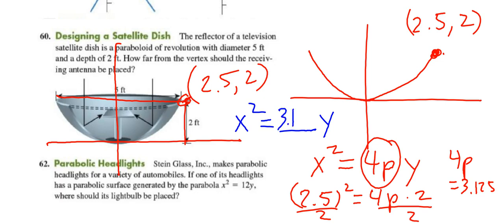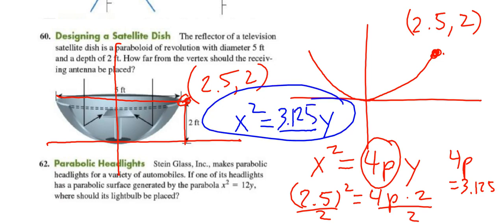There we go, 3.125y. That's it right there for question 60. Once we found 4p, we knew the equation. All right. Do you have a question about this one? The focal width is not 5. The focal width is 3.125.